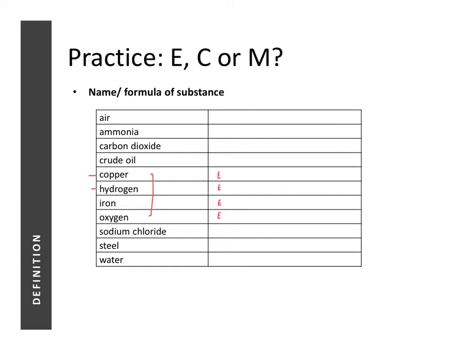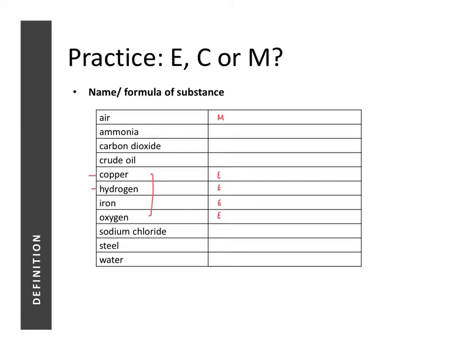Now the next trick is this. If you can write a chemical formula for the substance, then it must be a compound. If you cannot write a chemical formula for the substance, then it must be a mixture. So for example, air, can we write a formula for air? Answer is no. Air is a mixture of formulas, so it must be a mixture.